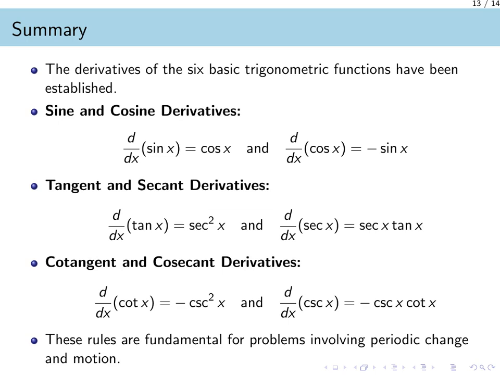Finally, we have the derivatives for their CO functions. The derivative of cotangent of x is negative cosecant squared of x, and the derivative of cosecant of x is negative cosecant of x times cotangent of x. A helpful pattern to remember is that the derivative of every cofunction, which includes cosine, cotangent, and cosecant, introduces a negative sign. Mastering these 6 rules is essential for working with any model involving oscillation or rotation.